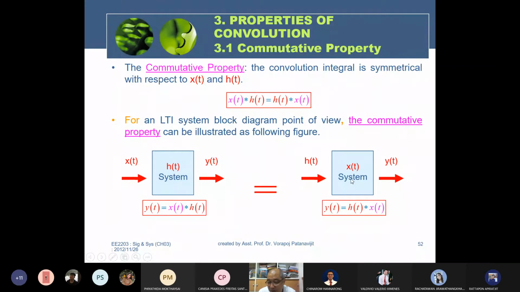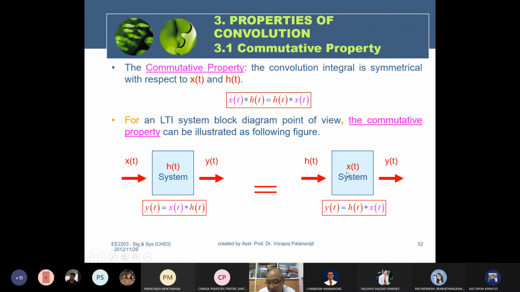Now the signal will become the system, and the system will become the signal. That is impossible in the physics world. For example, if x(t) is my voice and h(t) is the microphone and amplifier, my voice will be amplified by 10 by the amplifier and generate the output. But if you flip them, what happened?